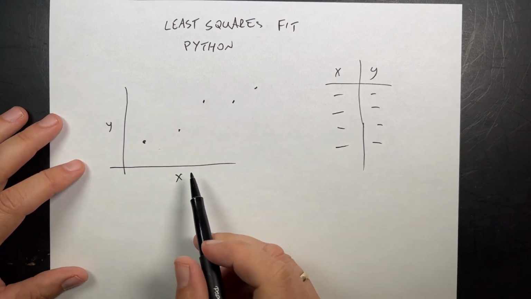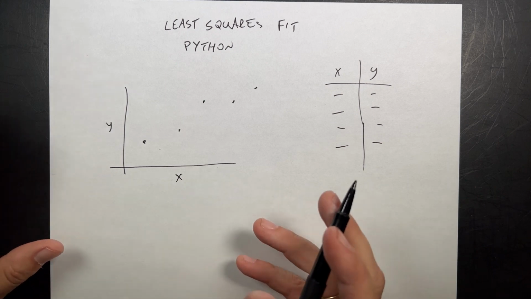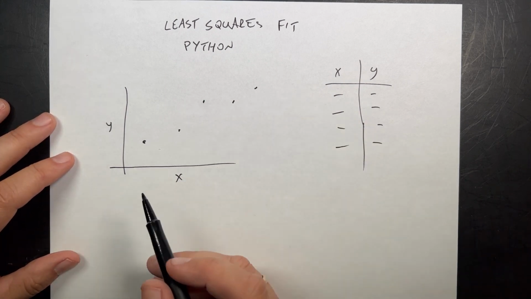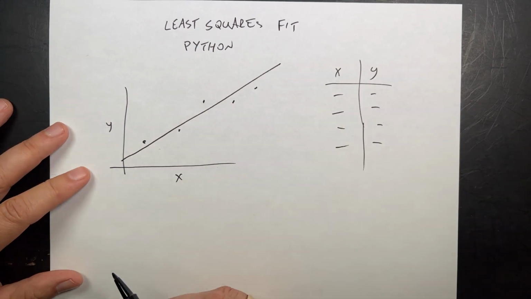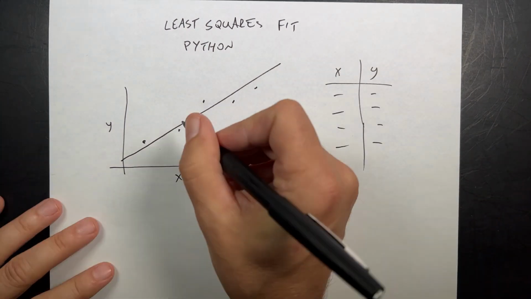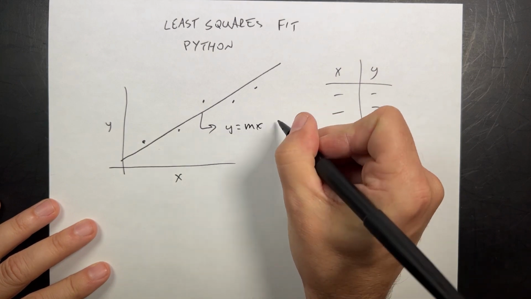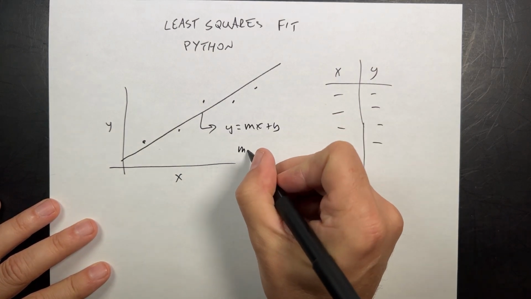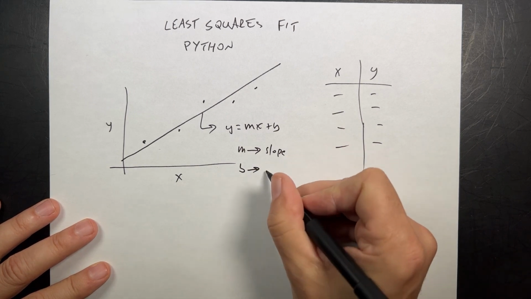I'm going to show you how to make this graph in matplotlib, which I don't normally use. And then, if I have a graph and I think it's linear, I want to fit a best fit line, and I just drew it right there. That's actually pretty good. And I want to find the equation of this line, y equals mx plus b. So I want to find the slope, and I want to find the intercept.